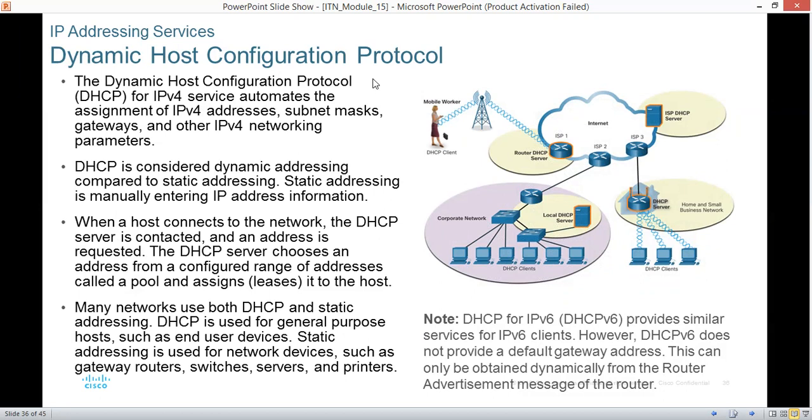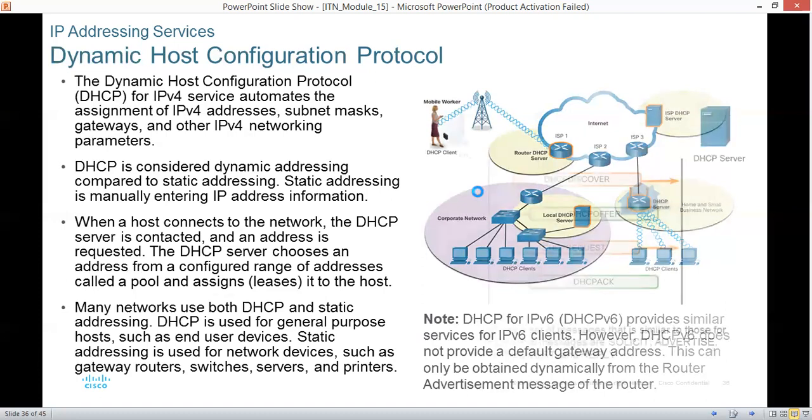And then the Dynamic Host Configuration Protocol, that's the DHCP. The DHCP for IPv4 service automates the assignment of IPv4 addresses. In other words, it makes it dynamic. So DHCP is considered dynamic addressing compared to static. Of course, when you do static, it's manual. When you do DHCP, it's automatic. For instance, when you configure DHCP for a pool of IP addresses for a /24, which is 254 hosts, on the router, what you're saying is that all the systems will automatically pick IP addresses without you going to each of them to assign an IP address.